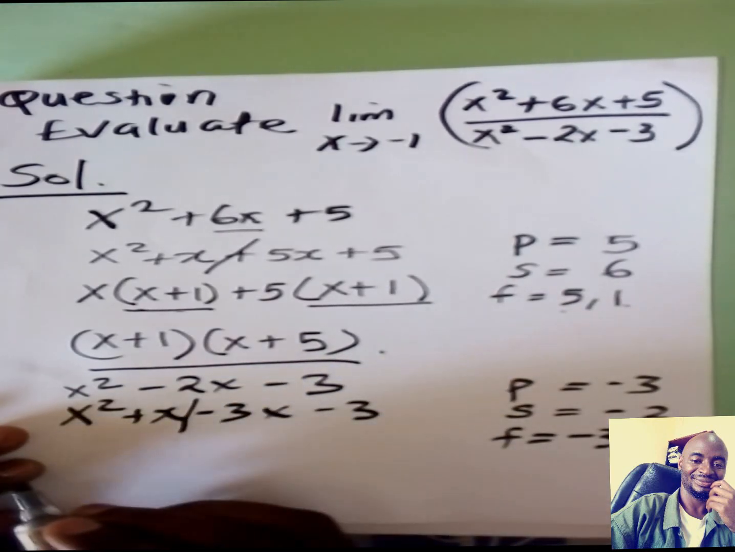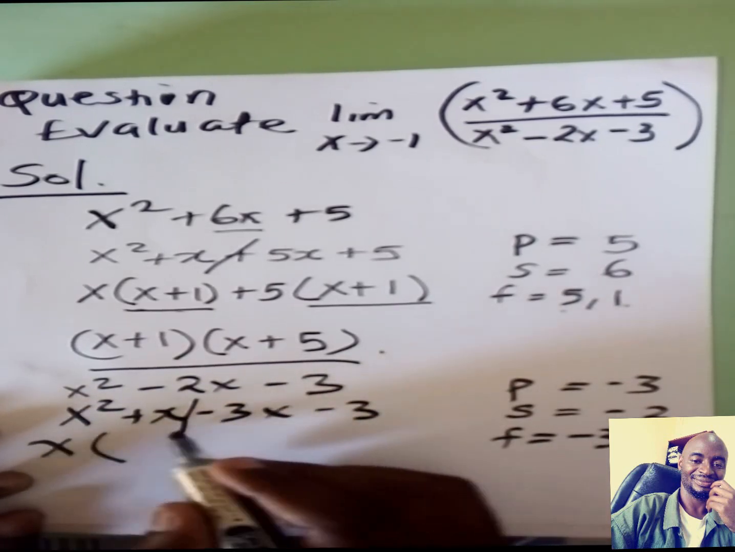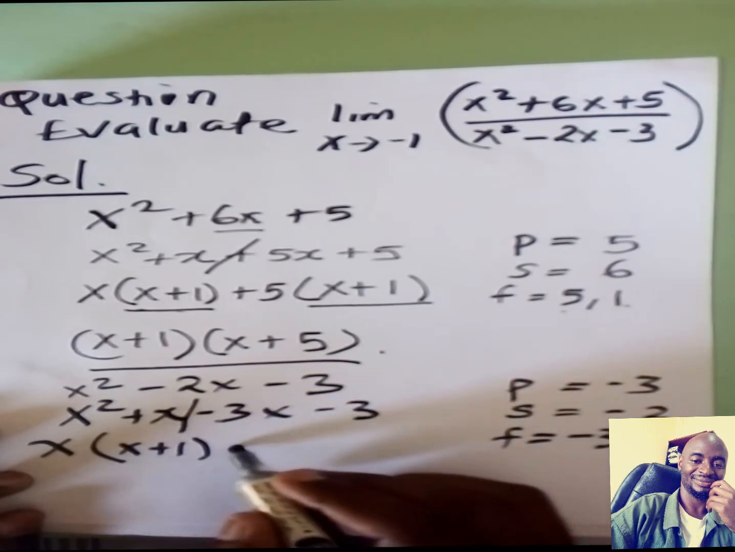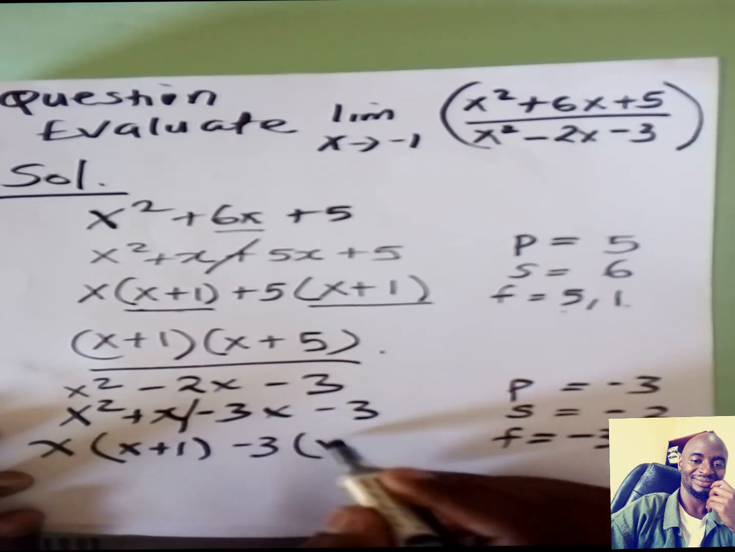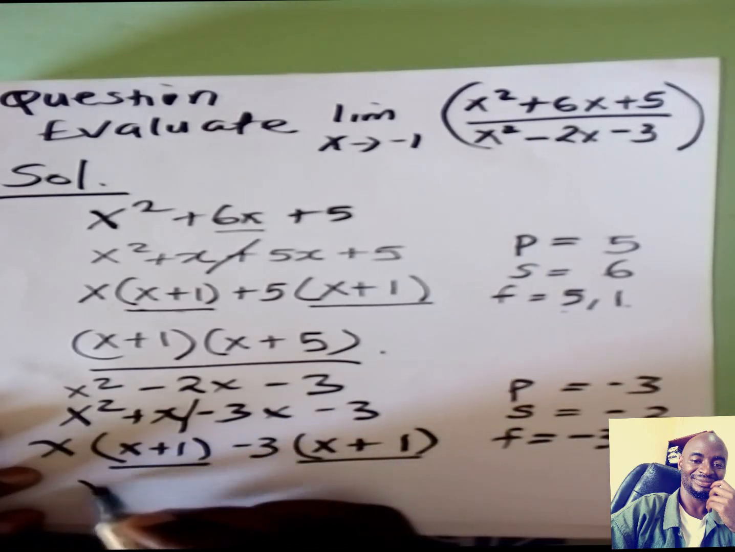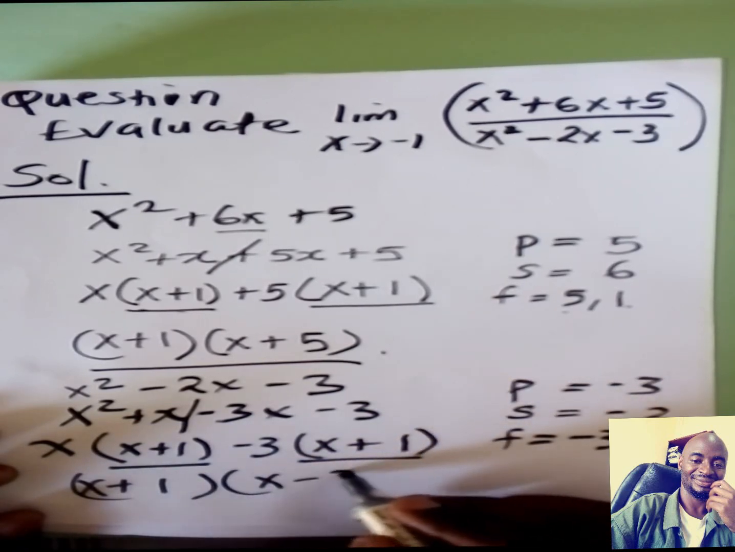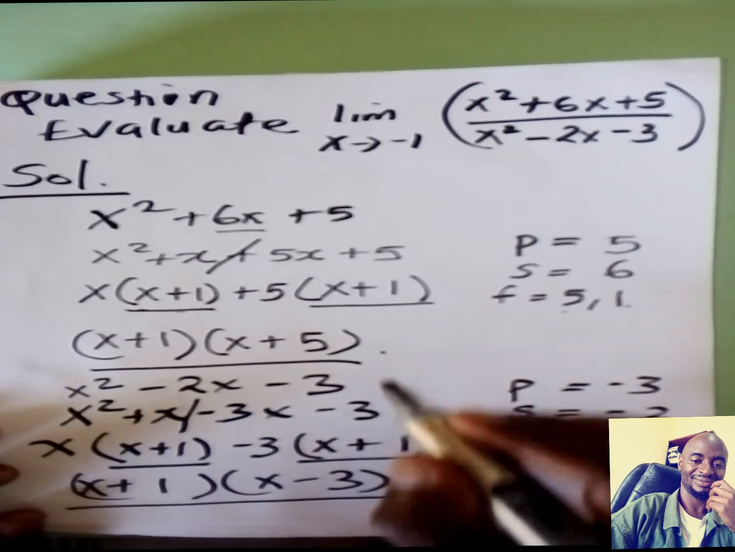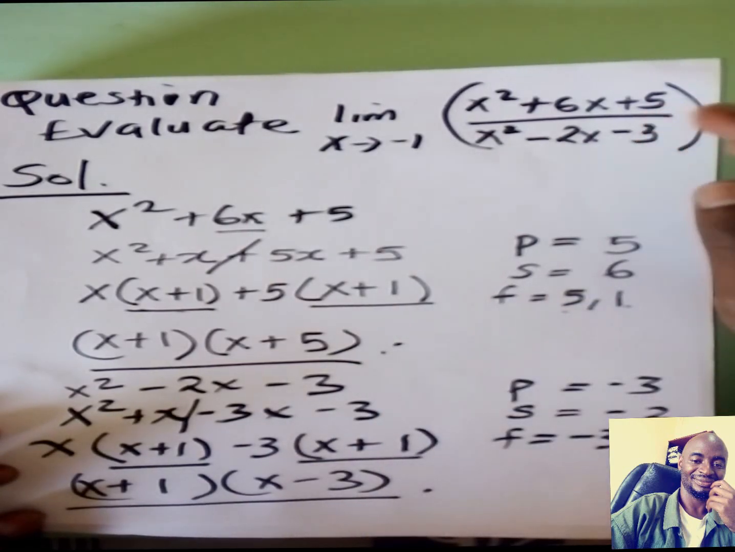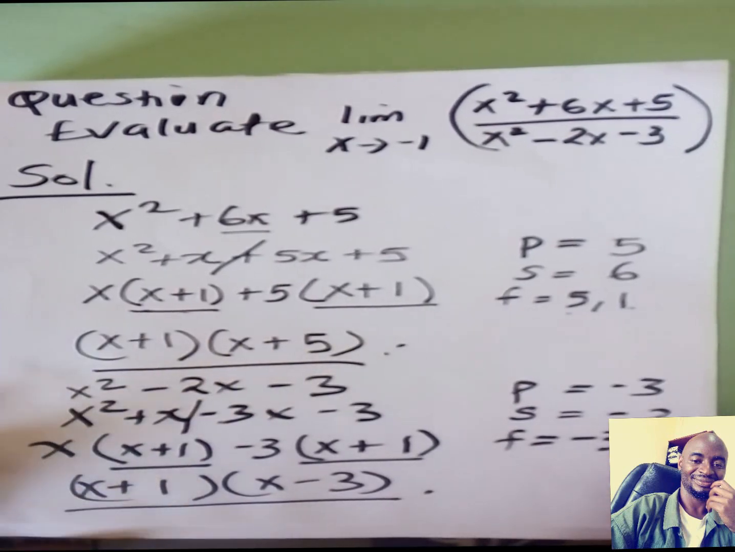Factorize them by grouping. What is common here is x, I'll remain with x plus 1. What is common here is -3, I'll remain with x plus 1. This is common and that is common, so I can factor it out, and I'll remain with x minus 3. These two factorized statements are the ones that I have to replace, then evaluate the limit when x goes to -1.